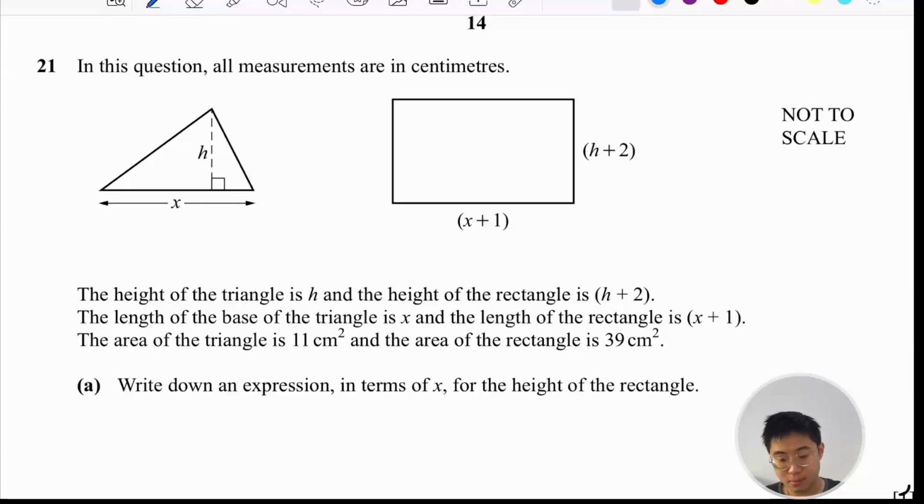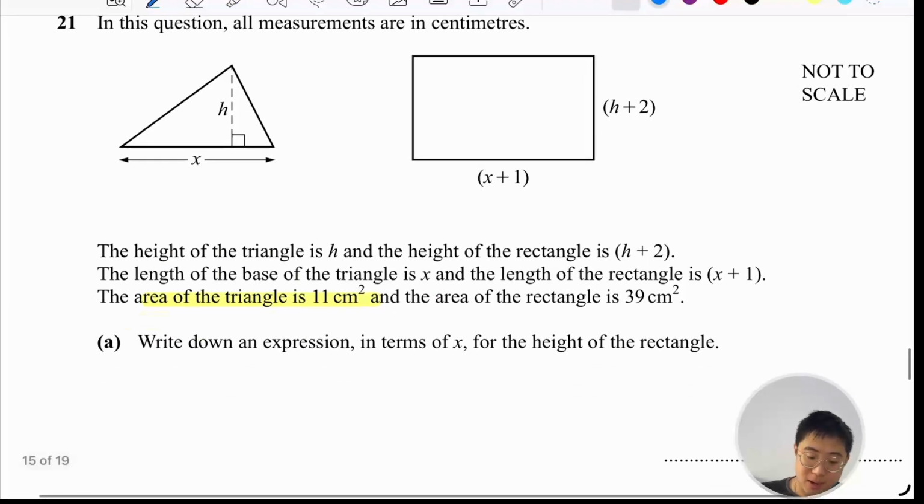Next. Okay, question 21. All right, so they gave us some random information. They told us everything is in algebra. Not very nice. And then they also said the area of the triangle is 11 cm squared. Okay, we can actually do something with that. Area is 1 over 2 base height, which is x and h. And it equals to 11. This is what they said.